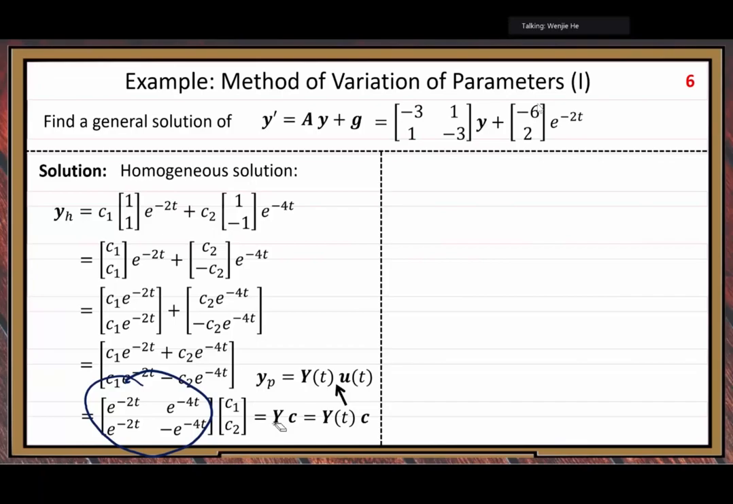So our YP should take the form capital Y matrix, fundamental matrix, times a variation object, U vector, a vector of functions to be determined. We need to determine this U function. So that's the method of variation. So we connect to our old method.